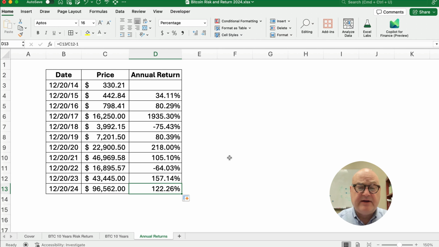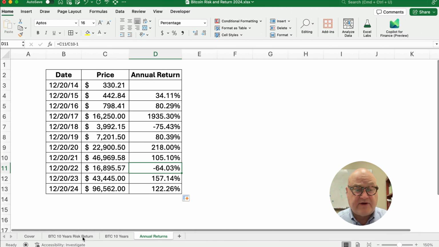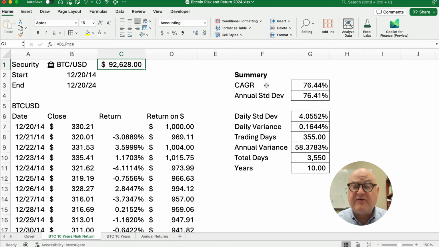Each year is pretty large, either a large return or a huge return or a large loss. Losing 75% in 1 year, losing 64% in 1 year. That is the risk and return of Bitcoin. So here's how we do it. The summary is, yes, it's risky, but there is a high return over the last 10 years.